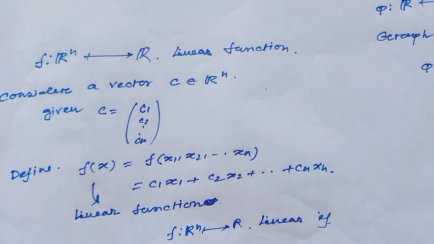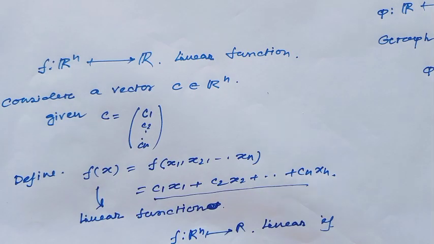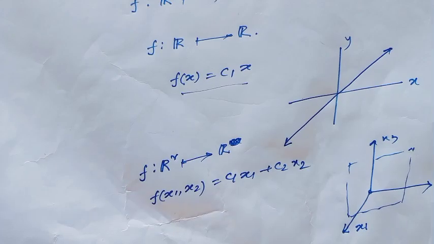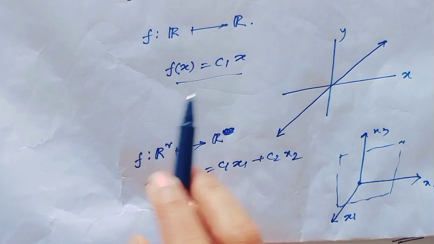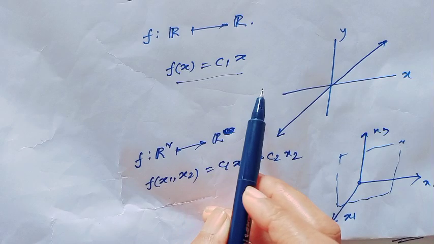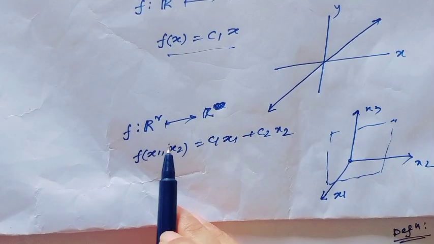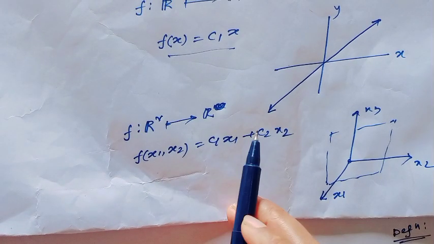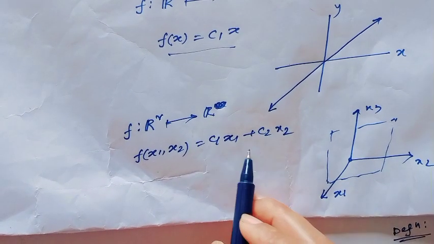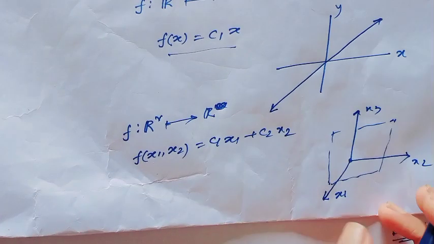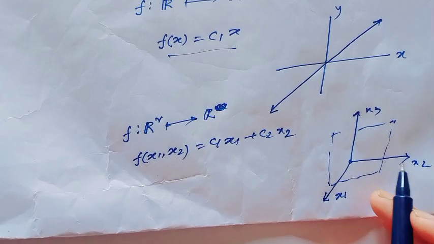And actually a linear function is defined in this way. Here c1, c2, up to cn is a vector. As an example, if we consider one variable, that means f from R to R, then the function would be f of x equals c1 x. Then this is a line passing through the origin. But if we consider f from R2 to R, such that f of (x1, x2) equals c1 x1 plus c2 x2, this is a plane passing through the origin.